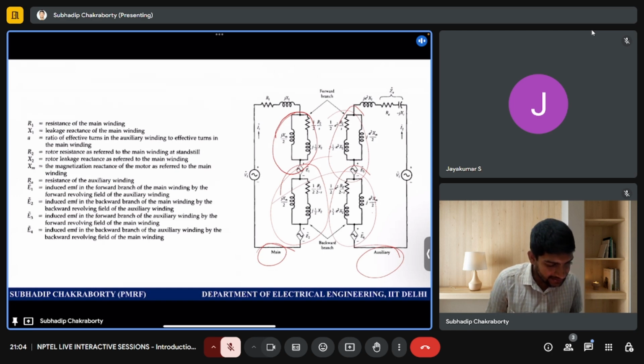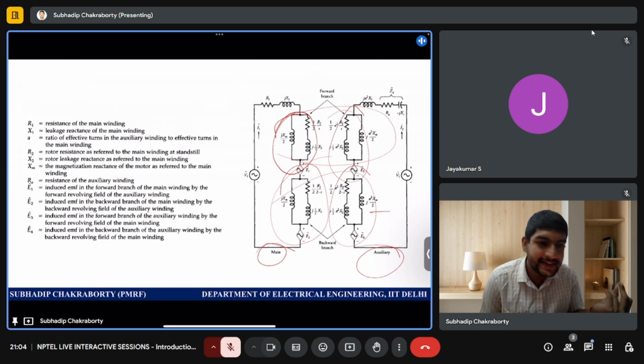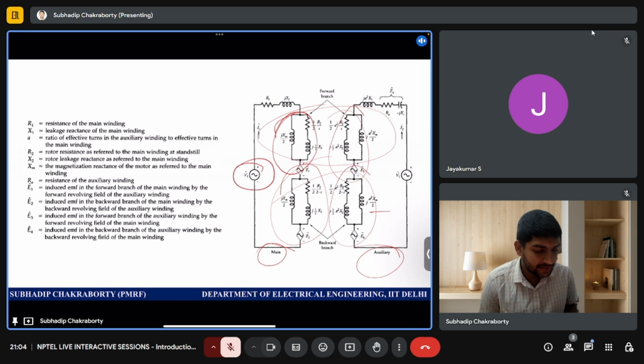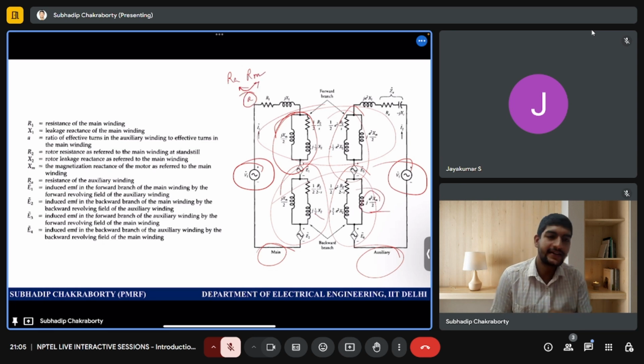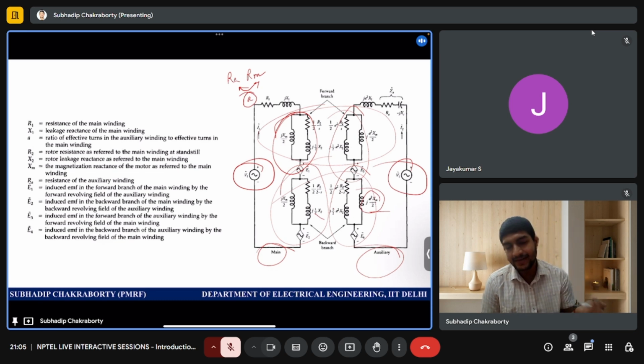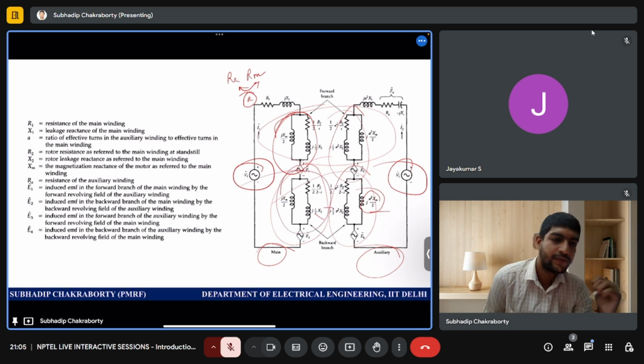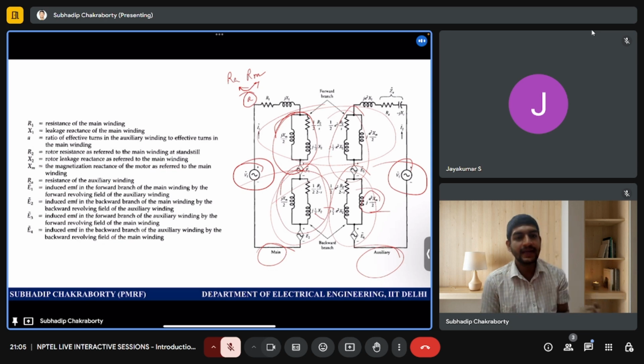But please understand one thing: the forward branch and backward branch I resolve, but both are connected in parallel. That's why V1 and V1. And the auxiliary and main winding has a turns ratio A, so that's why A square is reflected to the main, right? So this is the equivalent circuit similar to that of the induction motor, but resolved into forward and backward field, because this is a single phase, right?